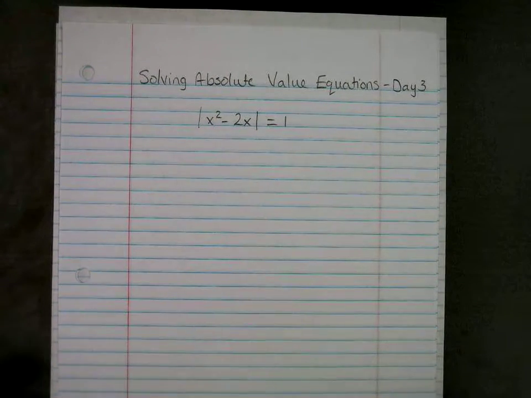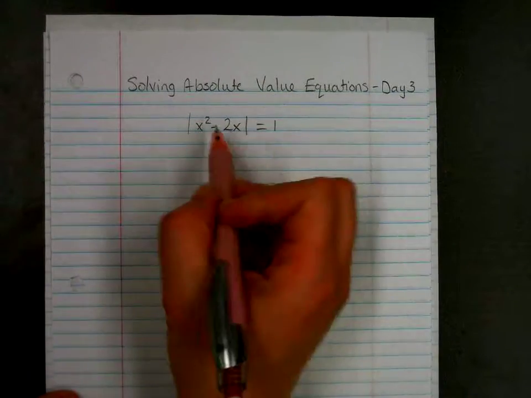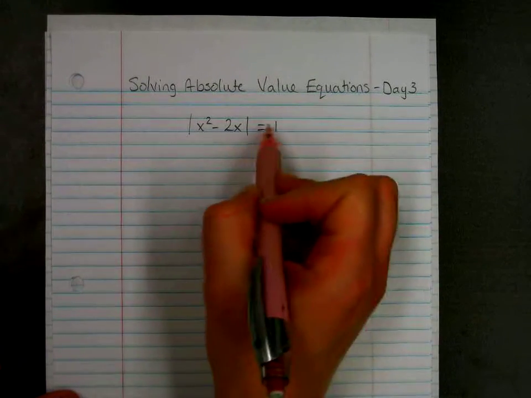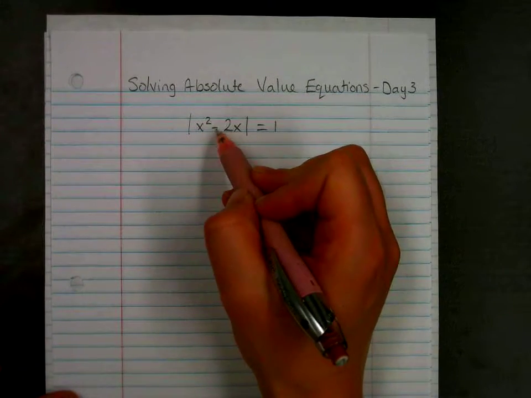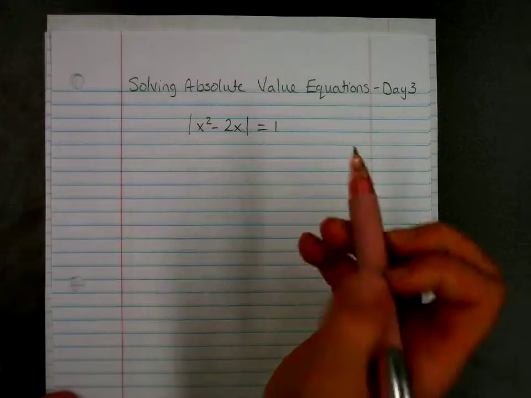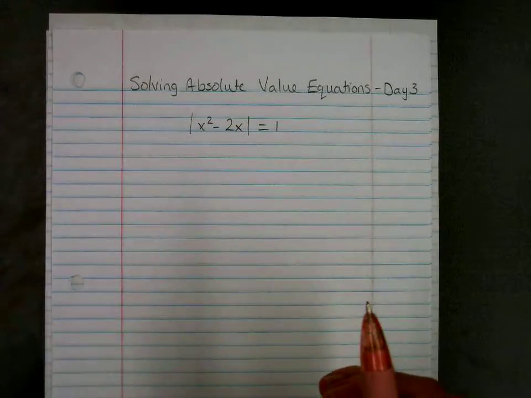Solving absolute value equations, day 3. Again, we're given an absolute value equation. The absolute value of x squared minus 2x is equal to 1. This involves a quadratic equation.